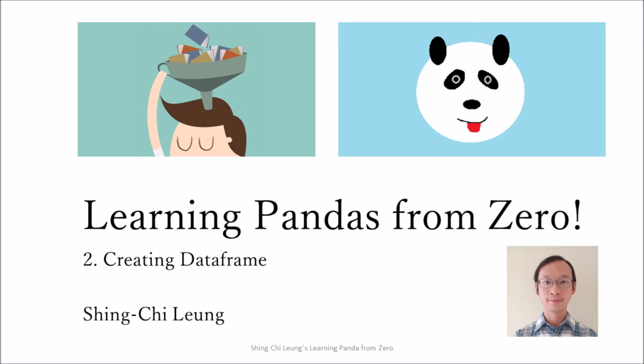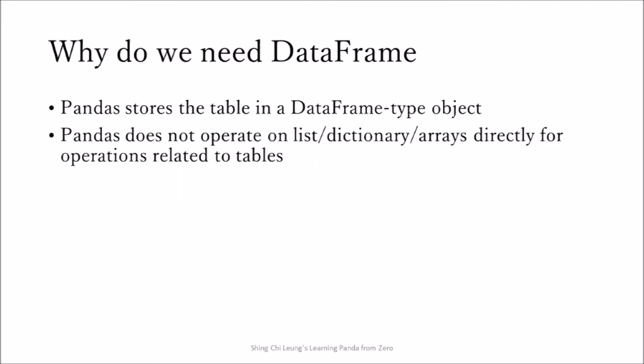Today we will explore together how to make our first data frame from various types of source data. So first of all, when we want to process a table, why do we need a data frame instead of a two-dimensional list or an array? The answer is Pandas stores the data of a table as a data frame object, and if we want to make use of the efficient algorithms in Pandas, data frame is the starting point.